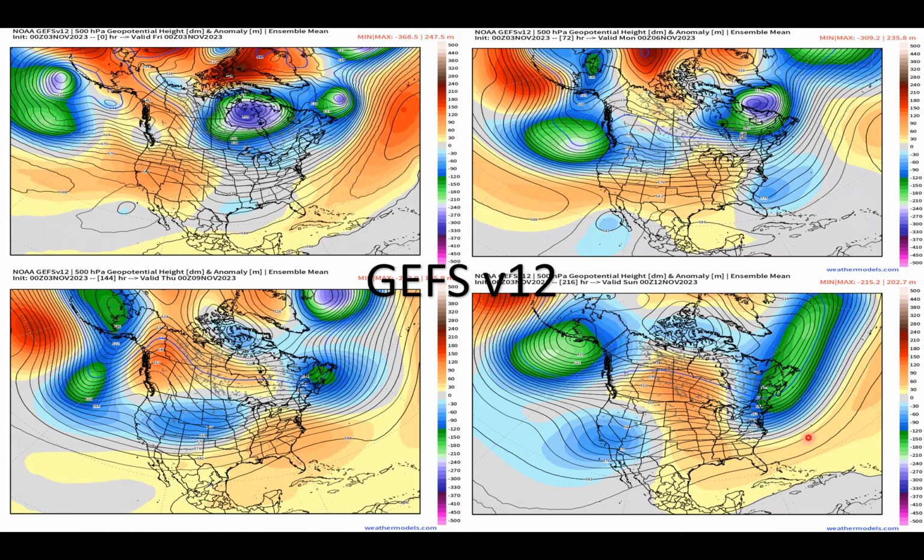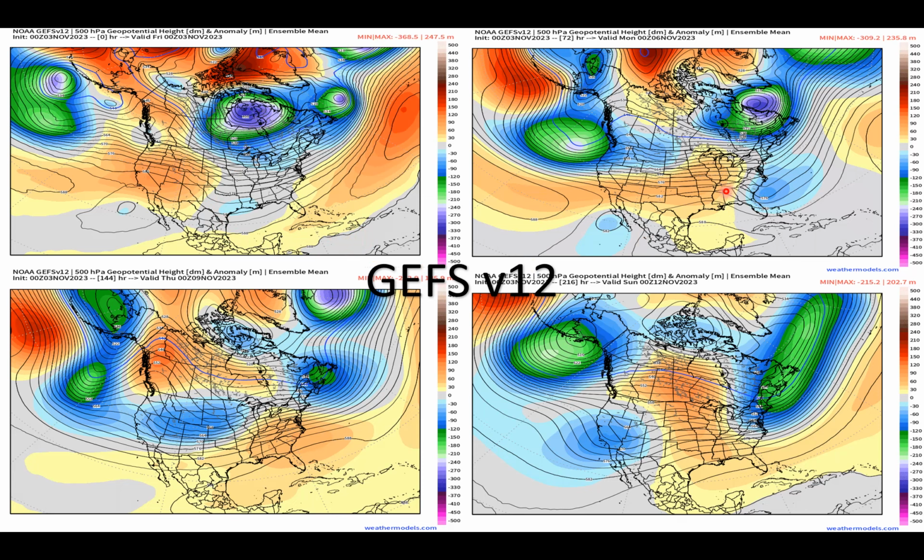Here's the GEFS, the latest updated 500 millibar heights and anomaly forecast. This is today again here at upper left, showing that deep closed low over Hudson Bay. That's a major feature right now in the North American circulation. We have higher than normal heights across the western U.S.